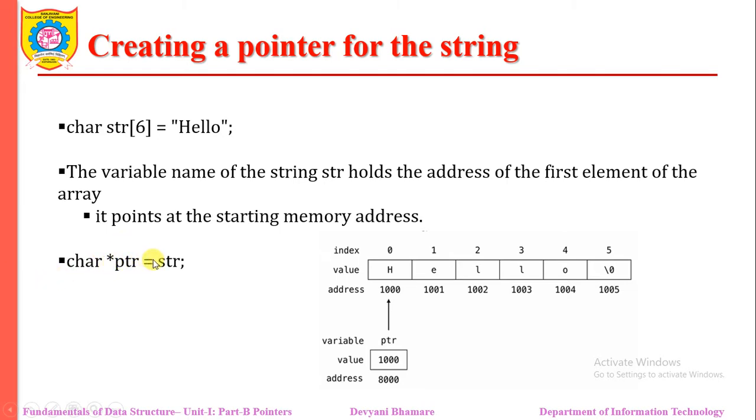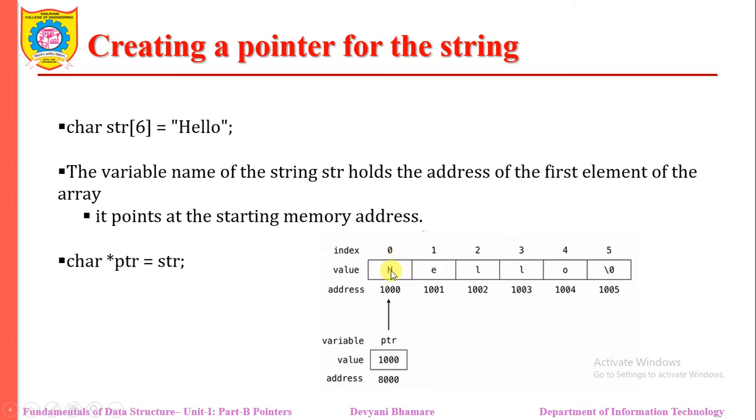And we know that an array is a collection of elements. So here the string is again a collection of character elements. So the array name itself is a pointer, and we can use the array name directly as a base address. So here ptr is pointing to str, meaning ptr is holding the address of the first element of the string array. What is it? H.